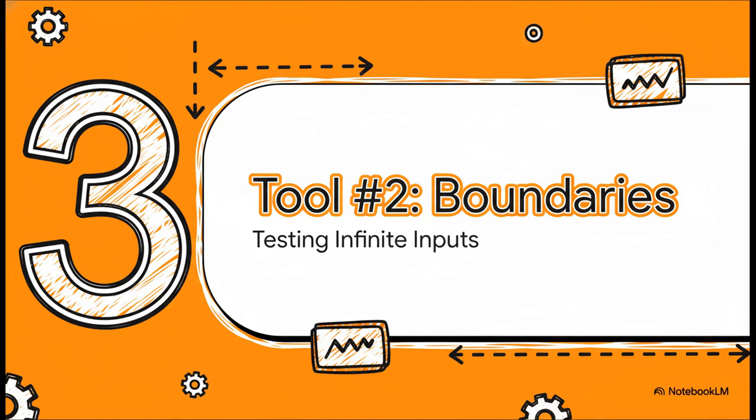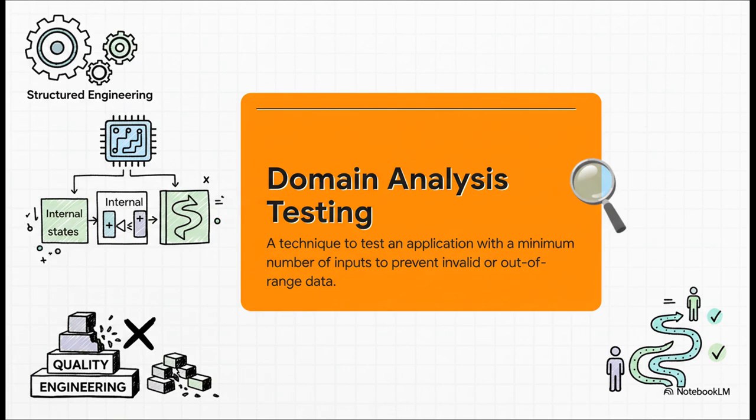You can't possibly test every single number in between, right? That would be impossible. So how do you test effectively when you're facing what seems like infinite possibilities? Well, the solution is a really clever technique called domain analysis testing. The idea is to work smarter, not harder. The goal is to use the minimum number of inputs you possibly can to prove that the system handles the right data correctly and, just as importantly, rejects any data that's invalid or out of range.